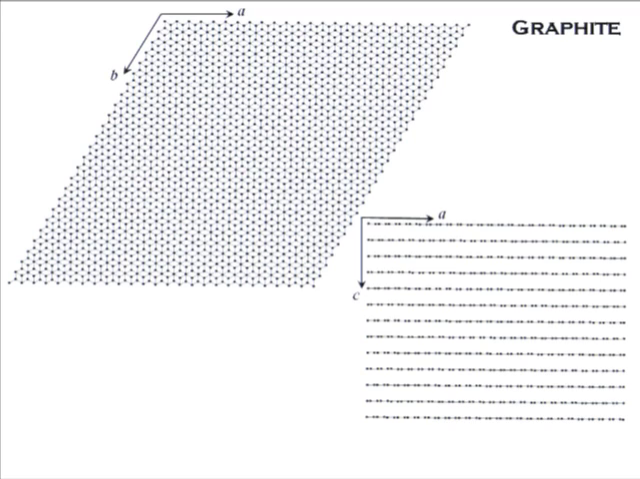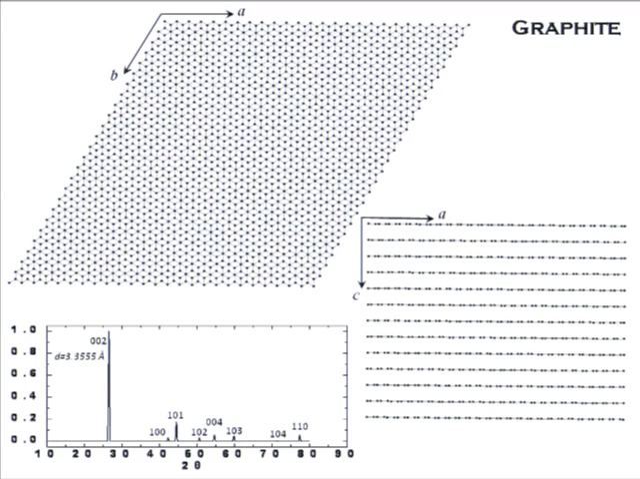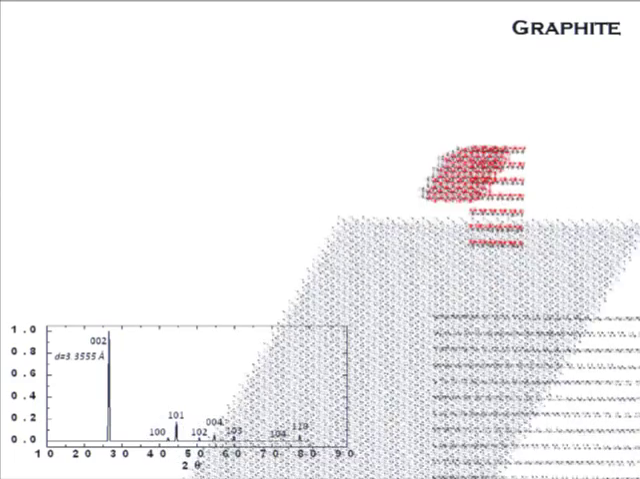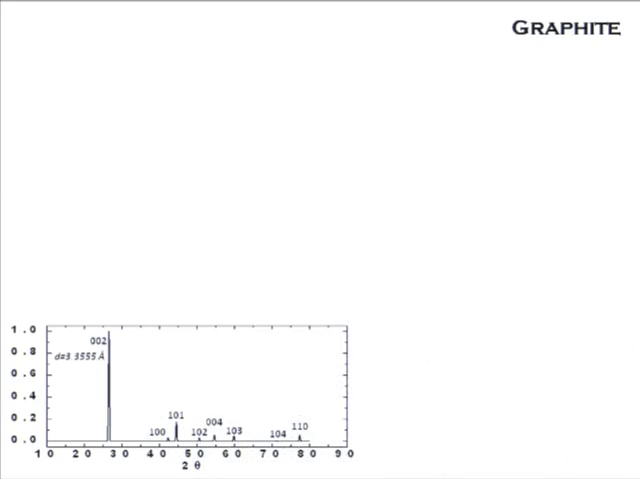Let's consider our old friend graphite. So we all know the structure. I don't think I need to say anything about this. And the diffraction pattern from this structure would look obviously like this. And then let's just cut out a small piece from this big chunk of graphite. So in 3D it will look something like this.